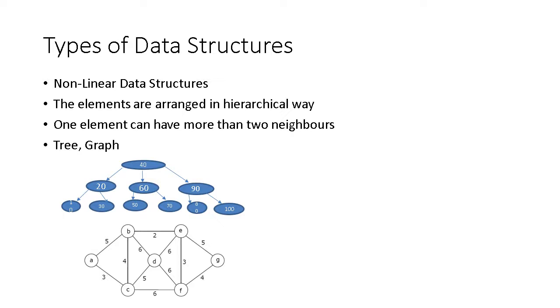Another is the graph data structure. In this also, nodes are connected to each other. Not necessarily all nodes are connected, but we can get a path from one node to another node. Here you can see there are multiple levels available and the nodes are divided across multiple levels. So this is a non-linear data structure.